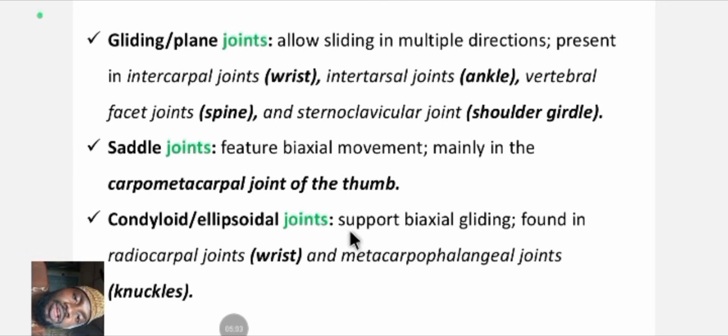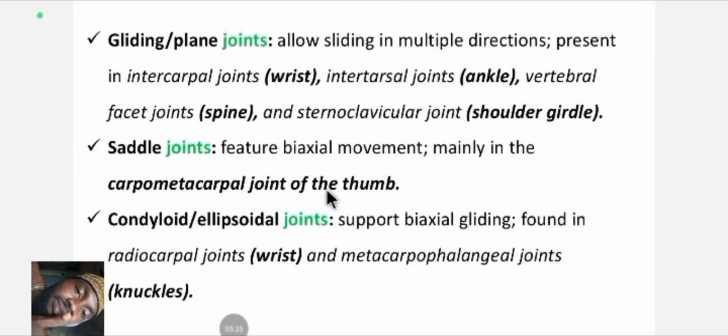All right, so we have the saddle joint. Okay, it's also a synovial joint. It's featured by axial movements. That's two-sided movements, mainly in the carpometacarpal joint of the thumb. That's this place. The carpometacarpal joint of the thumb. That's this place. Okay, this place. Two-sided movement. It can move towards this direction.